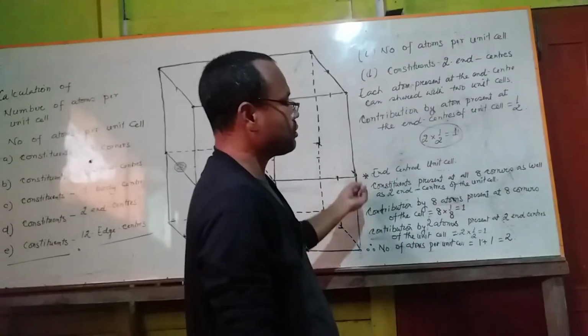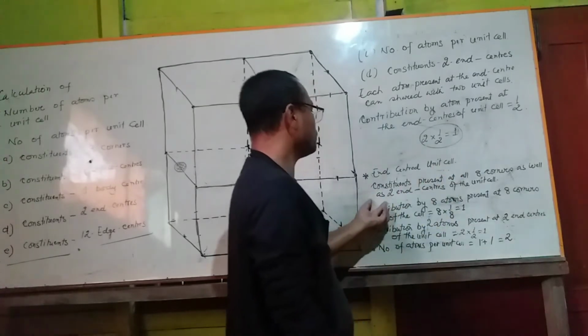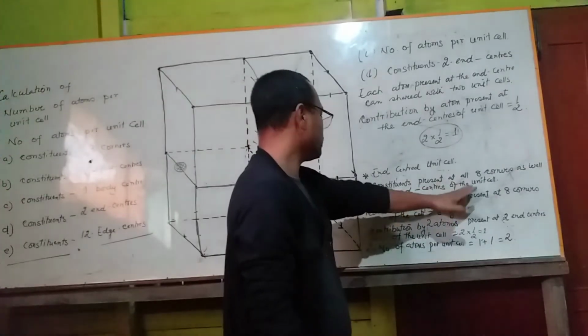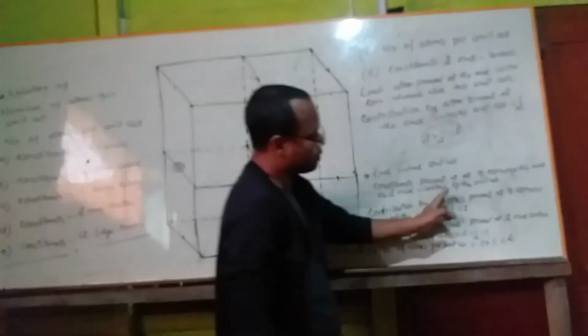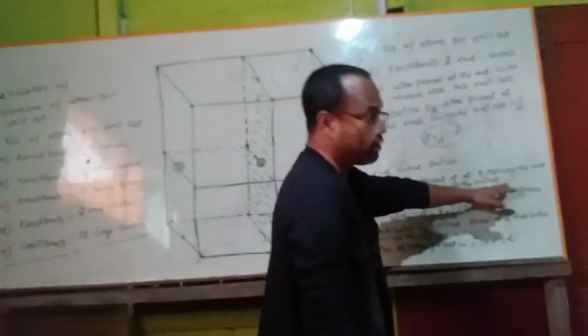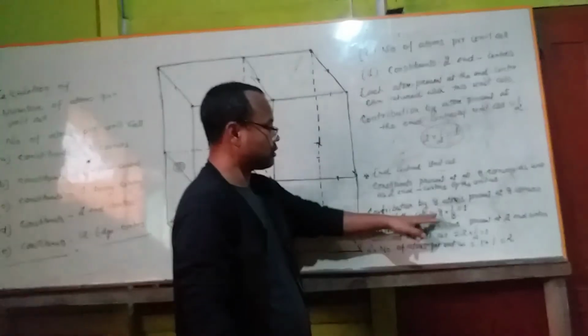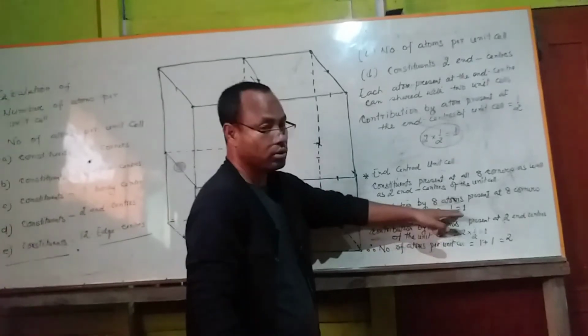So all the constituents are always present at the corners, as well as the two end centers of the unit cell. Here is how we do the calculation. From the beginning we learned the contribution by the 8 atoms present at the 8 corners of the unit cell. So we do the calculation 8 into 1/8, which is equal to 1.